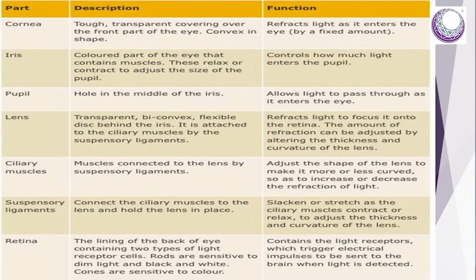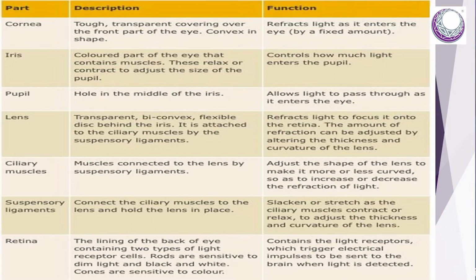This is just a summary of what I have been discussing. Cornea: a tough transparent layer covering the front of the eye. It refracts the light. Iris: the colored part of the eye that contains muscles. These muscles work antagonistically, which means they oppose each other. When one contracts, the other relaxes. We are going to look at that as we look at the pupil reflex.